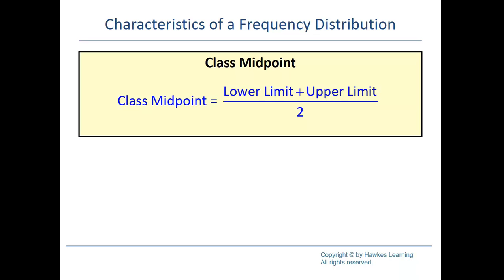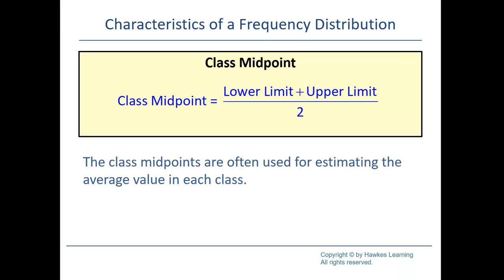So let's talk about midpoints. So midpoints, these are actually often used for estimating like the average value in a class. They do work out really nicely when you've got a lot of data and you kind of want to just use kind of like what the average is between them. To get the midpoint, you just add the lower and upper limits together and divide by 2.